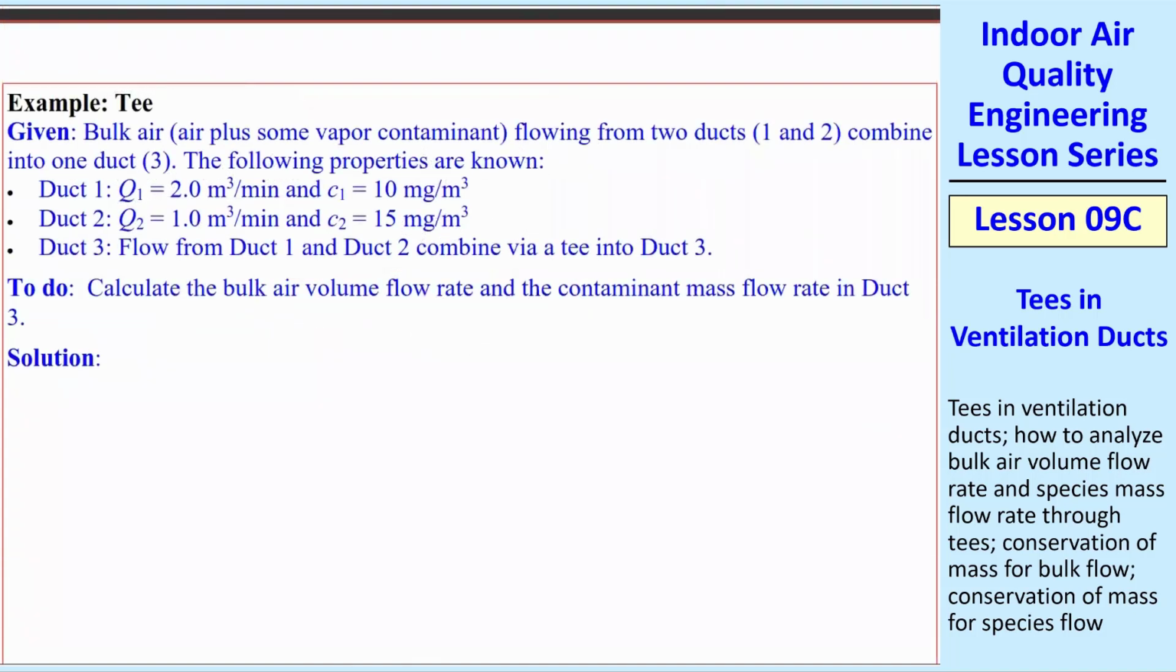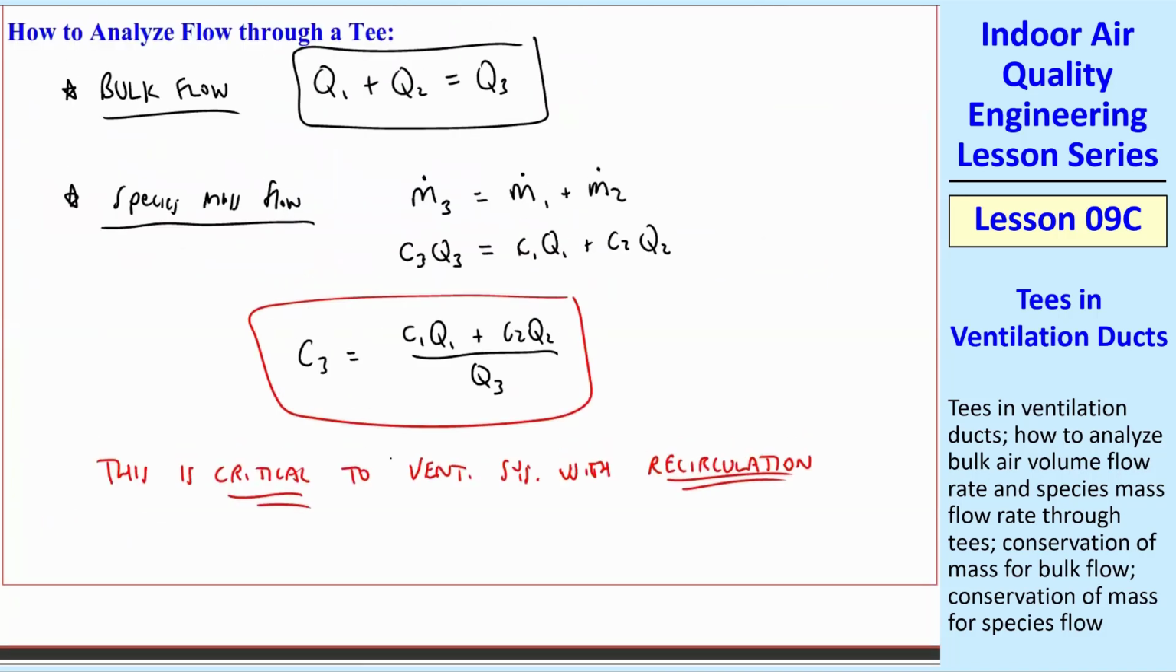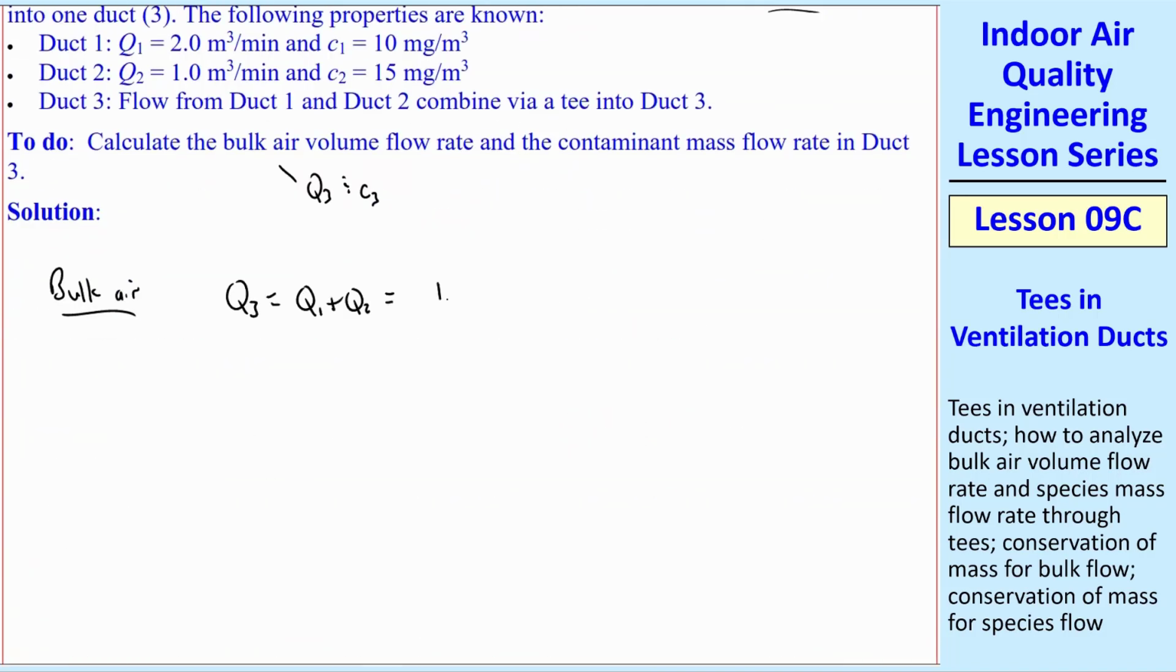So let's do a simple example. Bulk air, which contains some vapor contaminant, flows from two ducts 1 and 2, combined to one duct 3, exactly as I sketched above. We know Q1 and C1, Q2 and C2. We need to calculate Q3 and C3. So let's use the equations that I just derived. The bulk air, Q3, is just Q1 plus Q2, which is 1.0 plus 2.0. Those are both in units of meter cubed per minute. So this gives me 3.0. I'll give all my answers to 3 significant digits. 3.00 meter cubed per minute equals Q3.